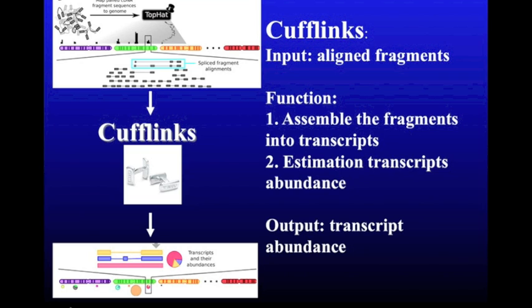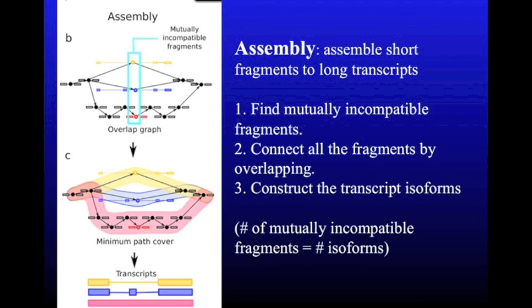There are 2 major functions in Cufflinks: fragment assembly and abundance estimation. It will assemble the aligned fragments from TopHat and then estimate the abundance level of different transcripts. Now let's take a look at how Cufflinks works.